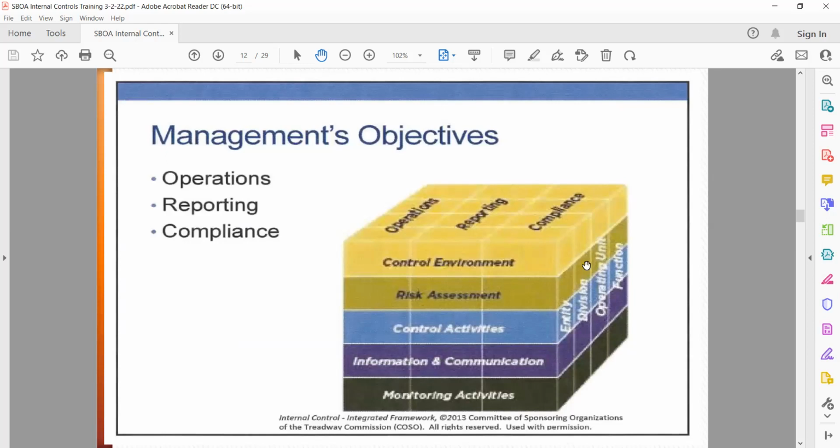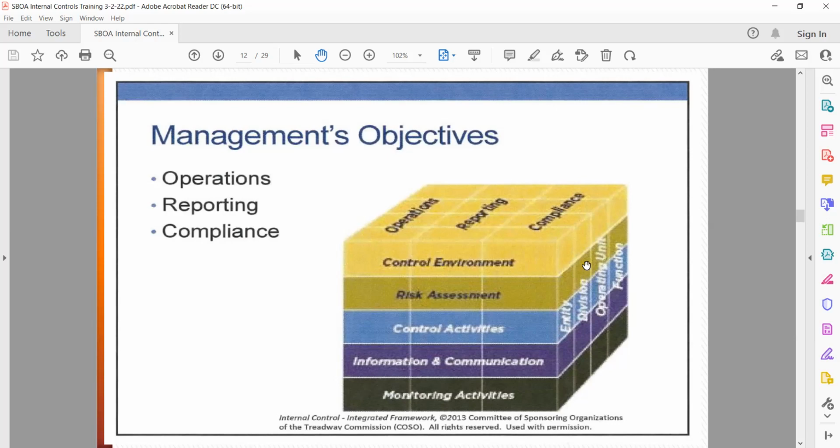Management objectives must first be defined so that controls can be designed to meet those objectives. Management's objectives have been divided into 3 broad categories: operations, reporting, and compliance. At times, these objectives may overlap. Operations objectives include operational and performance goals, along with the effectiveness and efficiencies of operation, including the safeguarding of assets.